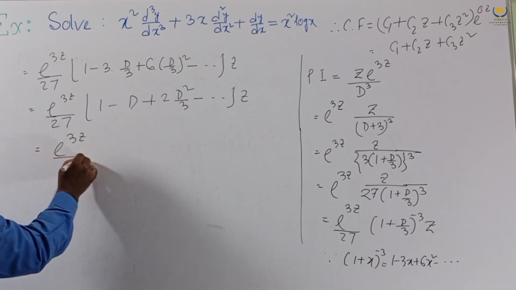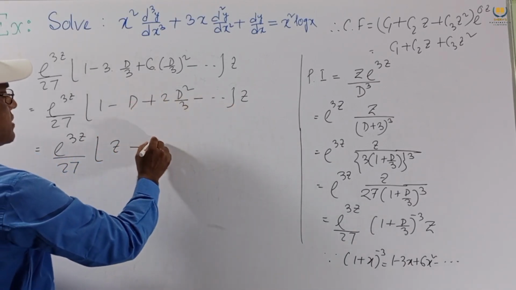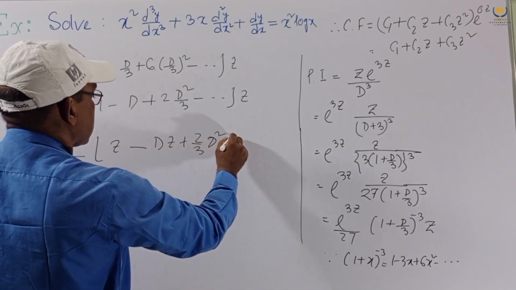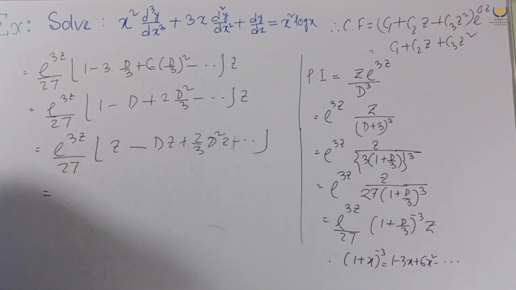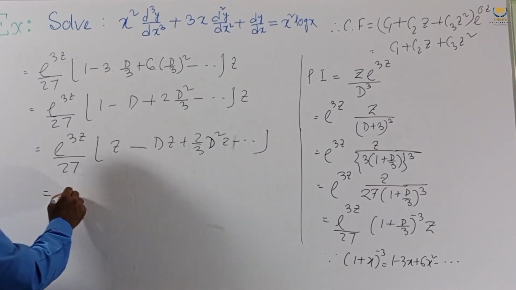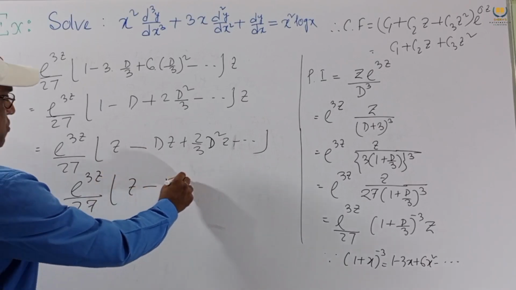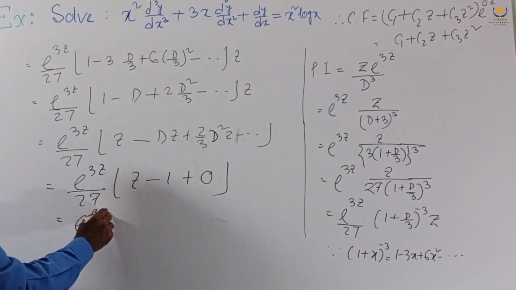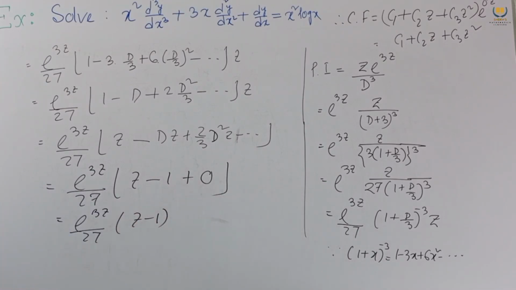So e to the power 3z by 27 multiplying by z, then D z, then 2 by 3 D square z, minus dot dot dot. So this is e to the power 3z by 27. This is z, this is 1, this is 0, and others 0. So we get e to the power 3z by 27 times (z minus 1). So this is our particular integral.